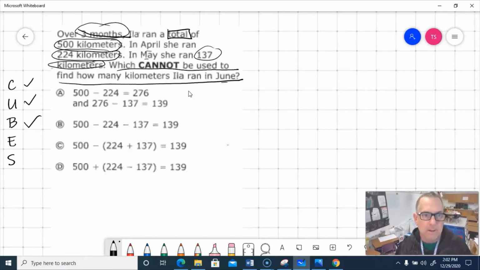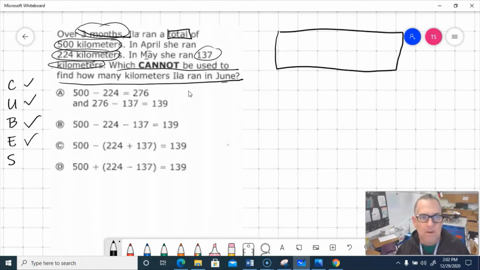That's really all the information I think I'm going to need to solve it. So I'm going to do some evaluating right now. And I told you I was going to do a strip diagram. Draw a strip diagram real quick. Basically I'm going to do a part-whole.